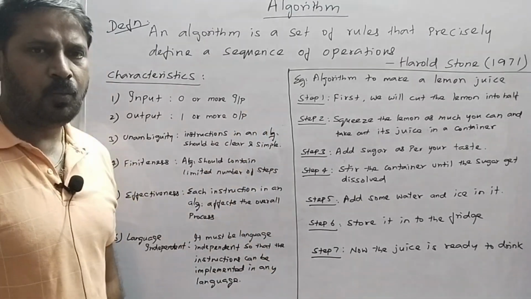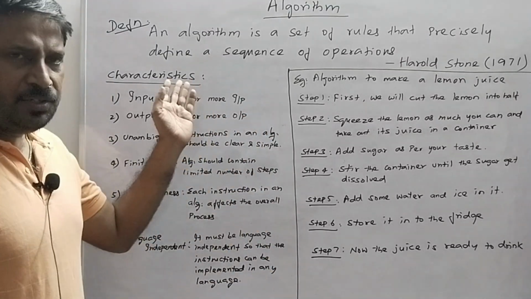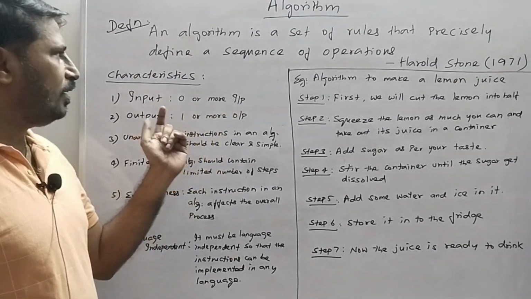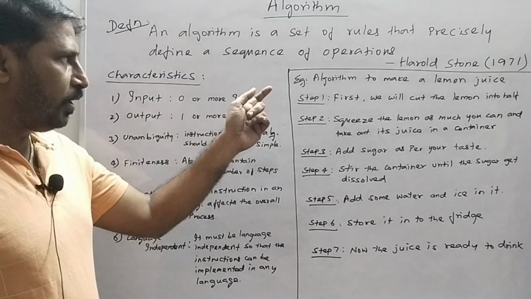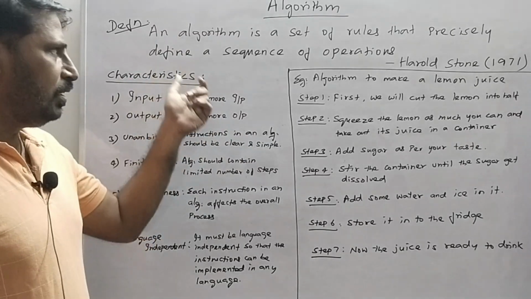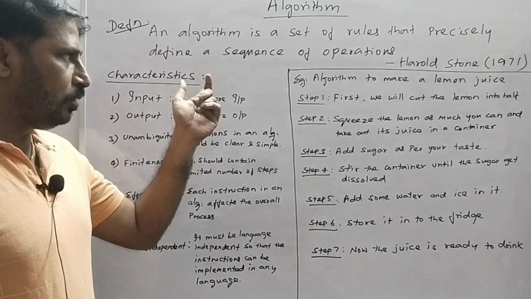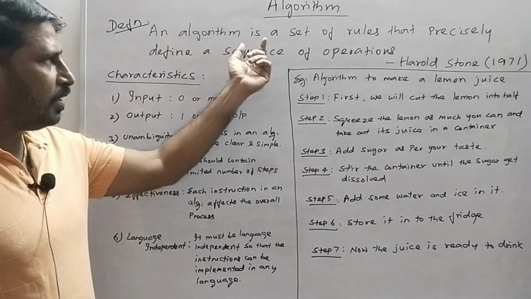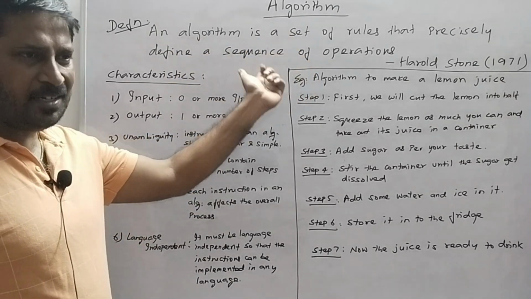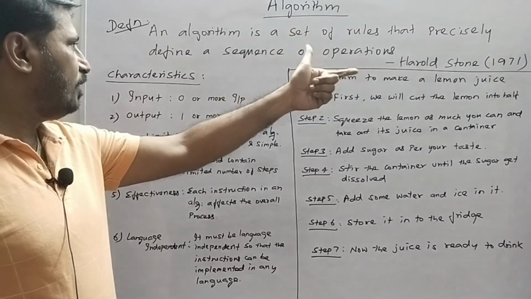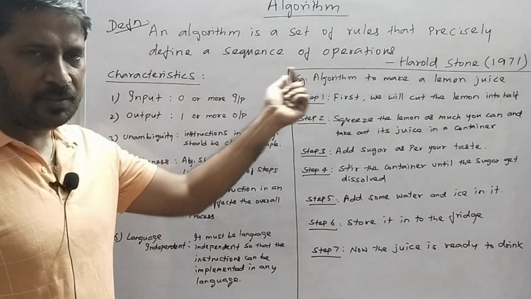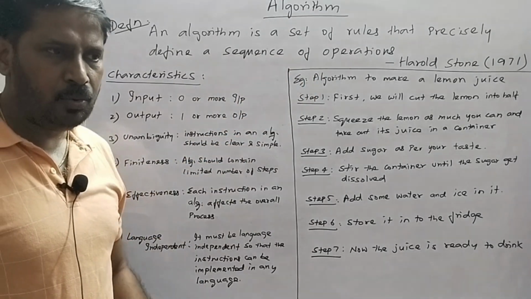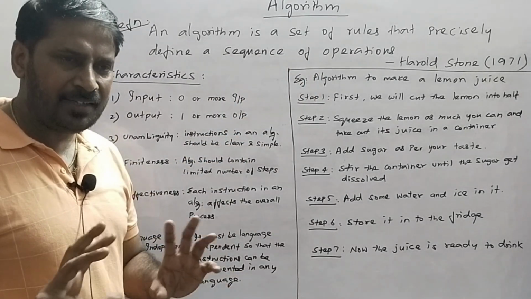Today we are going to see what is an algorithm. The definition of an algorithm: an algorithm is a set of rules that precisely define a sequence of operations. In this definition, each and every word has an important meaning. An algorithm is a set of step by step rules that precisely define a sequence of operations. Sequence of operations is nothing but what are all the operations we are going to do, we have to write as an algorithm.